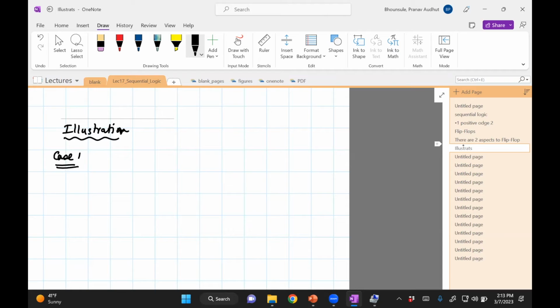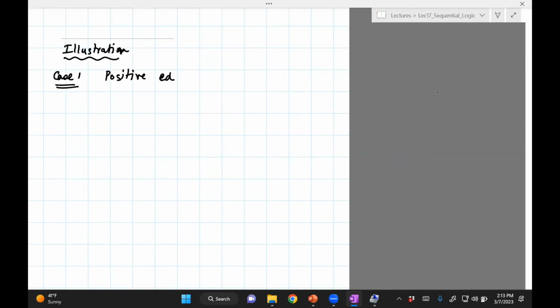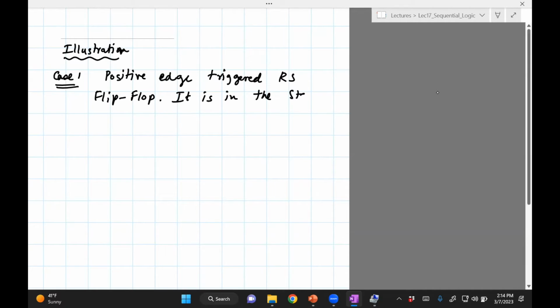Okay, let's look at a positive edge triggered RS flip-flop, and I'm going to say it is in the state Q equals 0, which clearly means that Q bar will be 1. So that's the state which you start it off with.